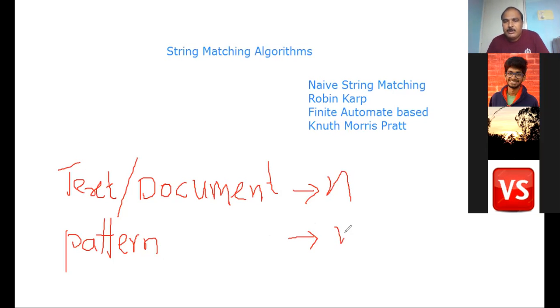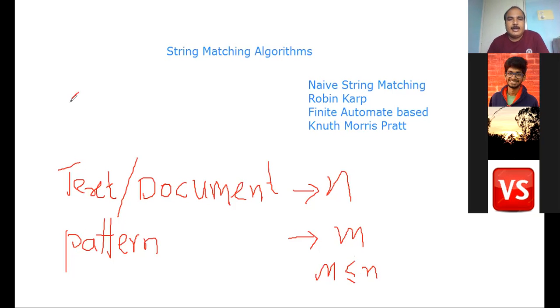So now the length of the pattern is m. The length of the pattern is always less than or equal to n. It should be less than or equal to n. So this is the prerequisite.